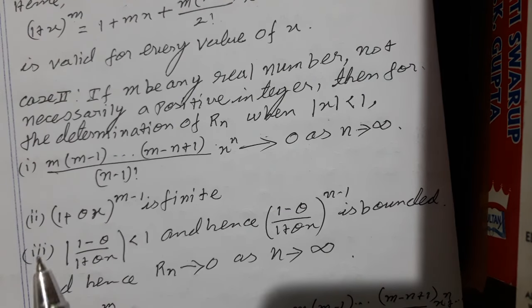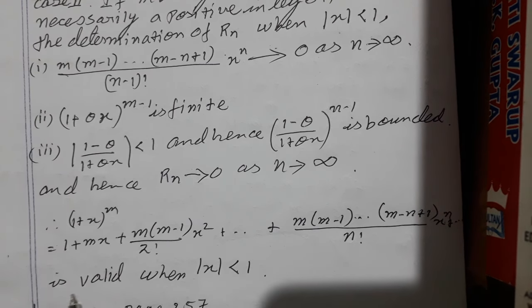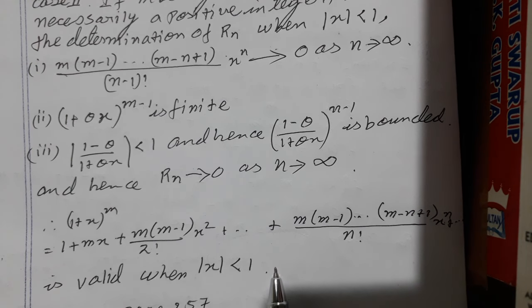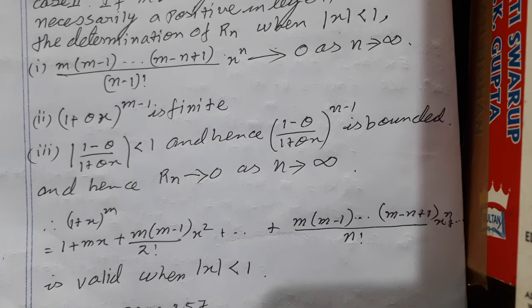This series, f of x equal to 1 plus x to the power m, converges only for mod of x less than 1. So it's valid when mod of x is less than 1. If the value of x is lying between minus 1 and 1, it converges, but we cannot say anything if x is smaller than minus 1 or bigger than 1. So this function f of x equal to 1 plus x to the power m converges only for values lying between minus 1 and 1. Thank you.